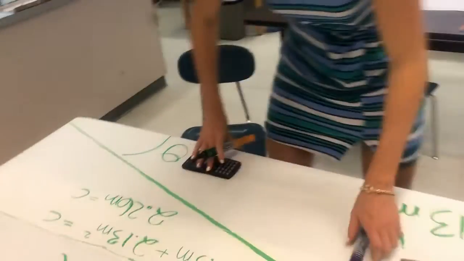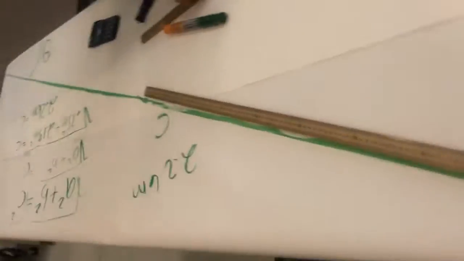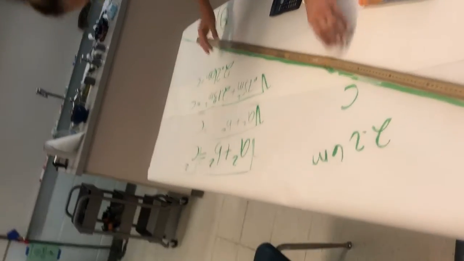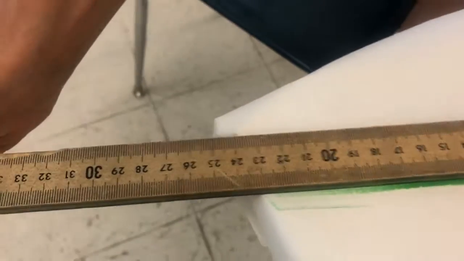Let's see if we got this right. So we'll put this one right here. This is 1. This is 2. I'll be darned. 2.26. We're close. 2.26, and that's how it's done.